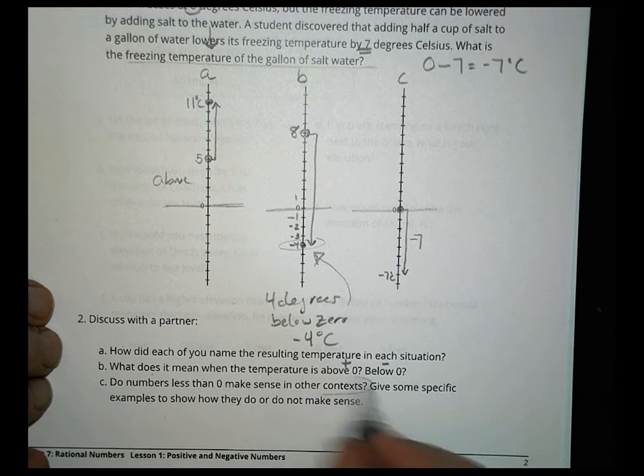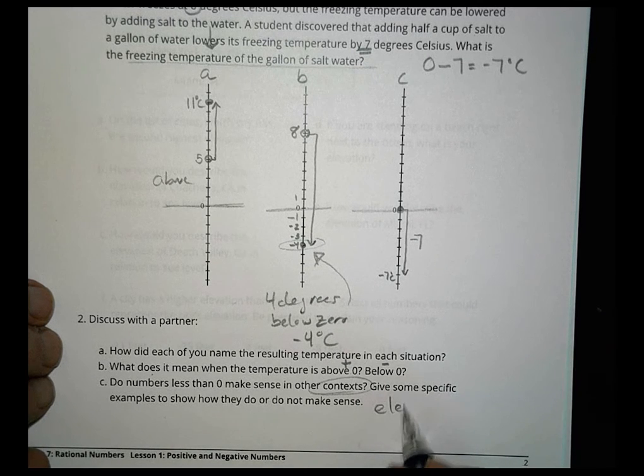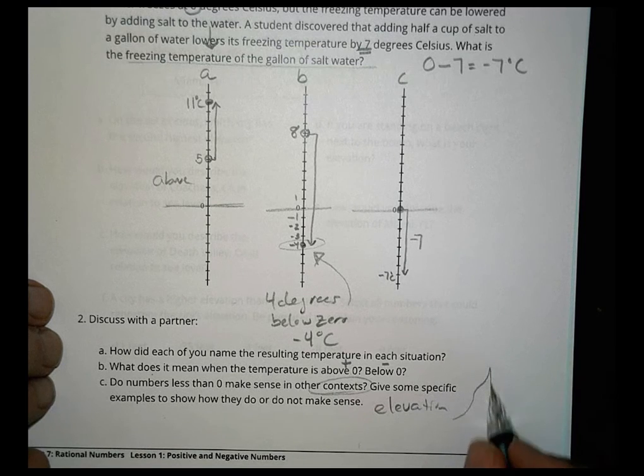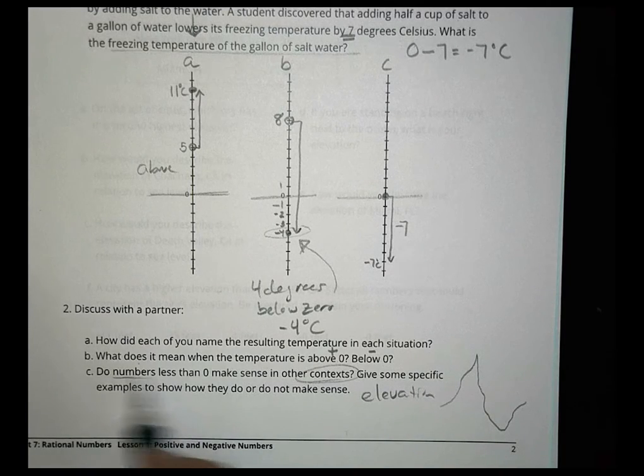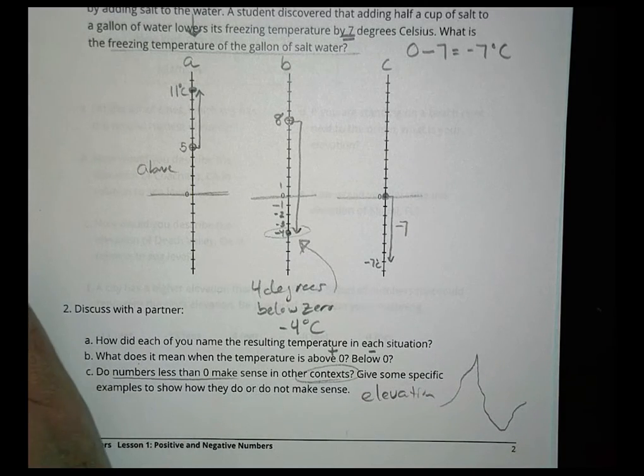And other things you might use negative numbers for, maybe you're talking about elevation, how tall something is, if you're going up a mountain, or if you're down in a valley down below. Maybe going down underground would work as well. So those are some examples where you might use numbers less than 0. Okay, so let's take a look at activity number 3.